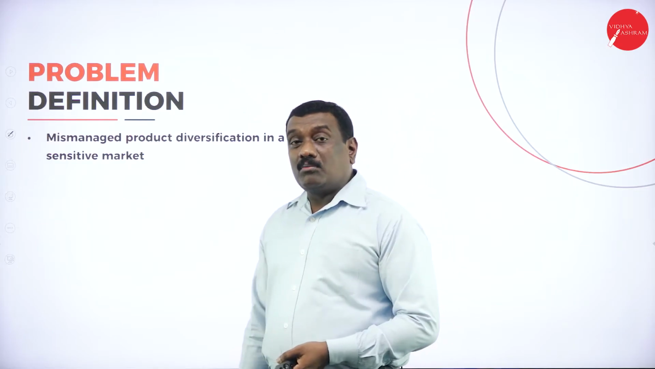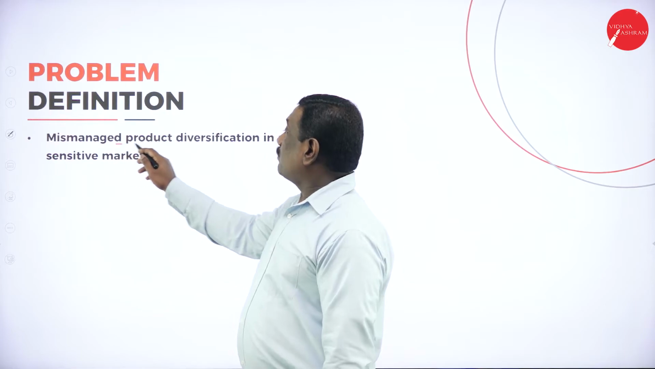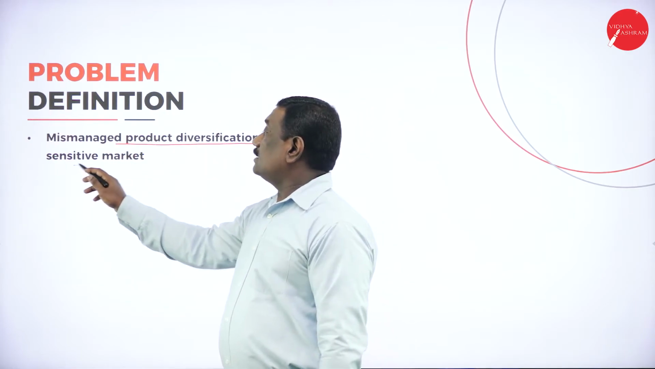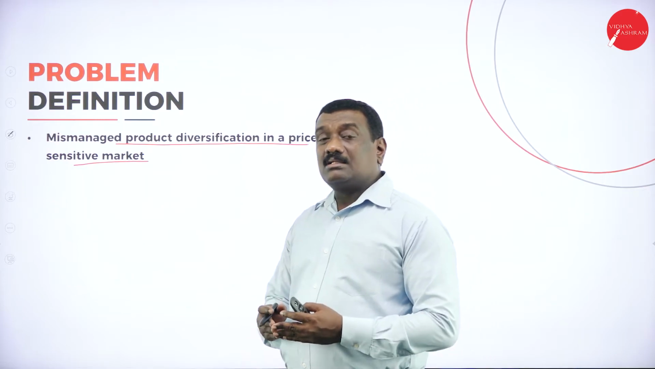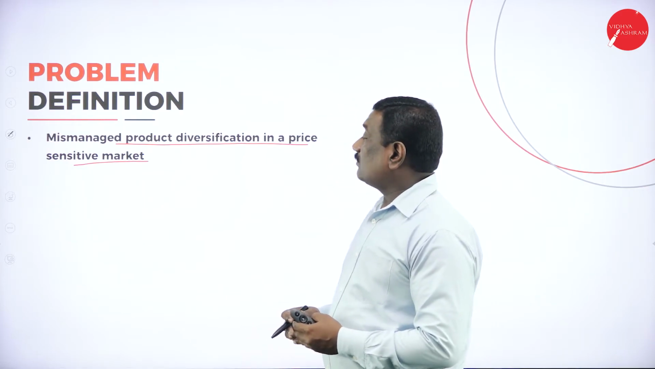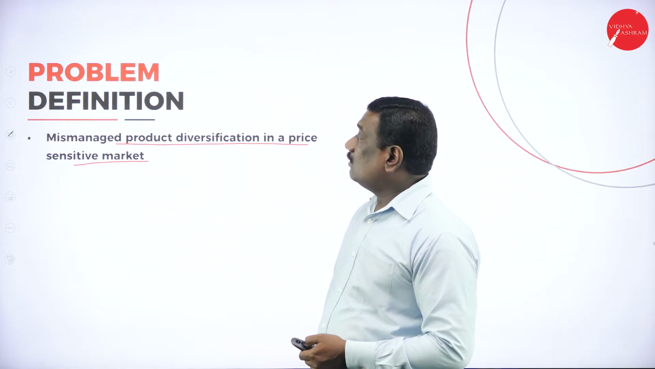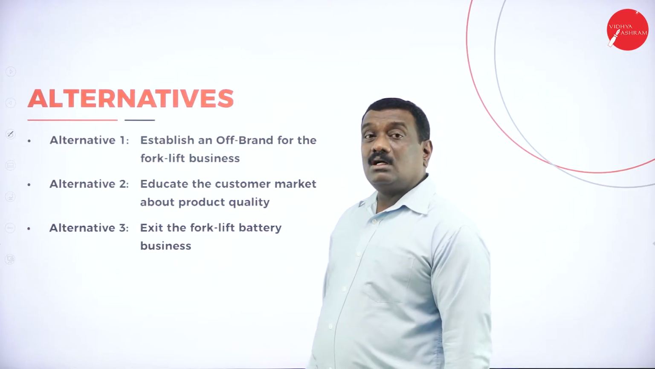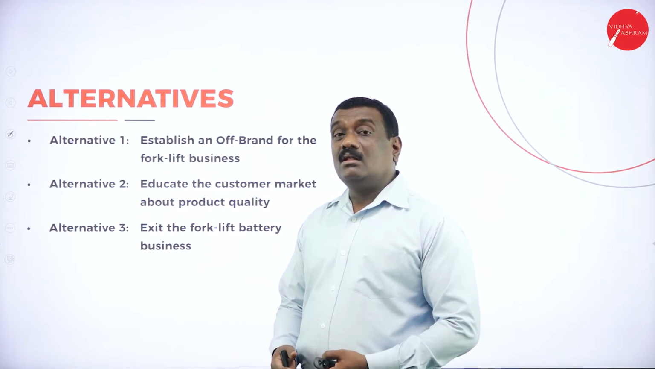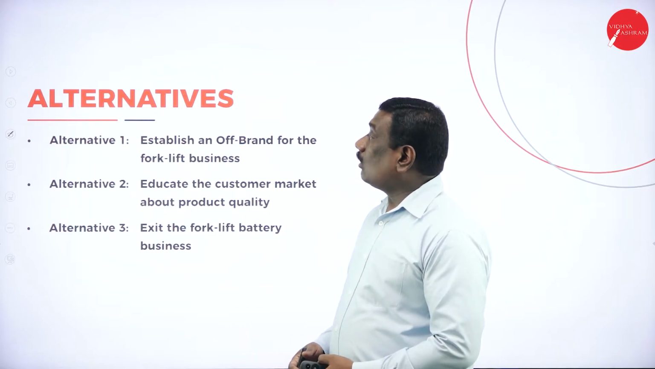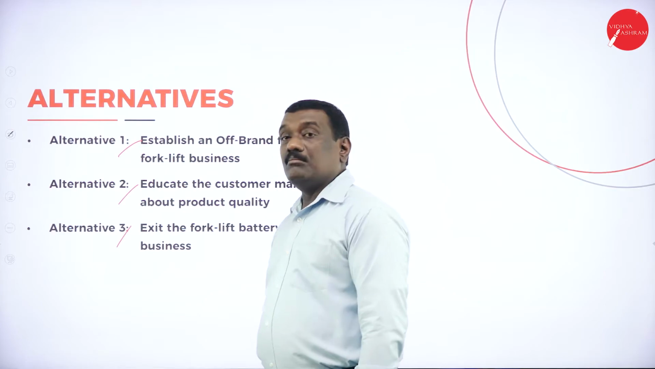Now here, what is the problem the company is facing in this particular case? Mismanaged product diversification in the price sensitive market. So it is not a correct, perfect product diversification, but a mismanaged product diversification in the price sensitive market. Now, after defining the problems and analyzing the company, let us understand what the alternatives are. There are three important alternatives before the company.